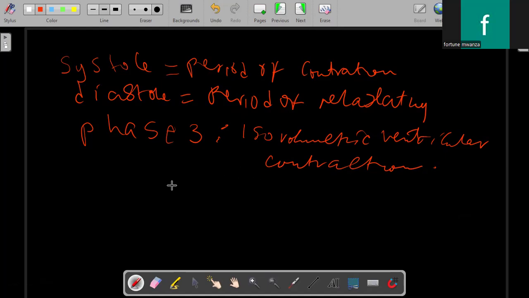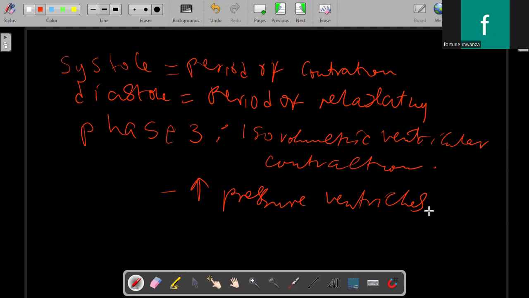So one of the things we are going to find in this phase is an increase in pressure in the ventricles. There's too much pressure in the ventricles. Because of that pressure in the ventricles, blood can go back to the atria. So you want to prevent that.